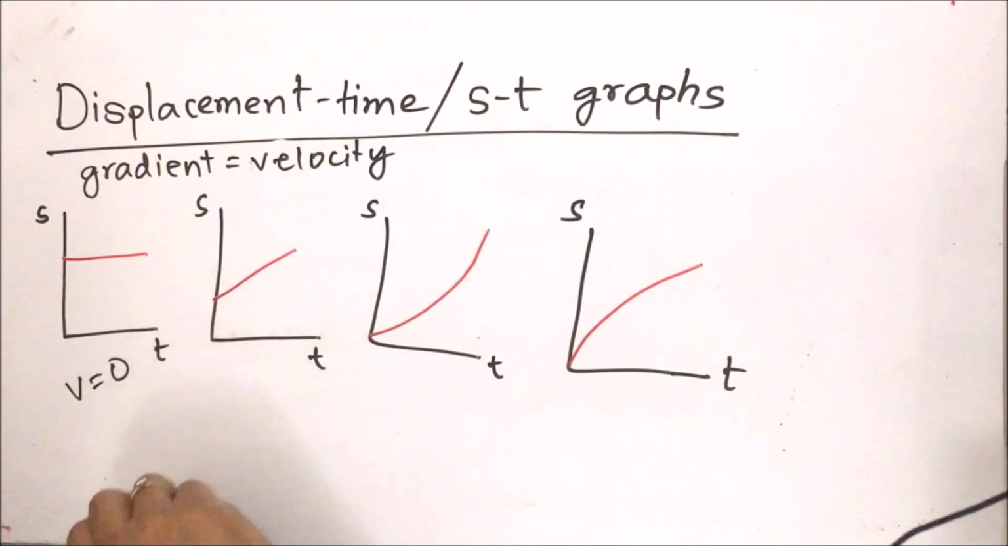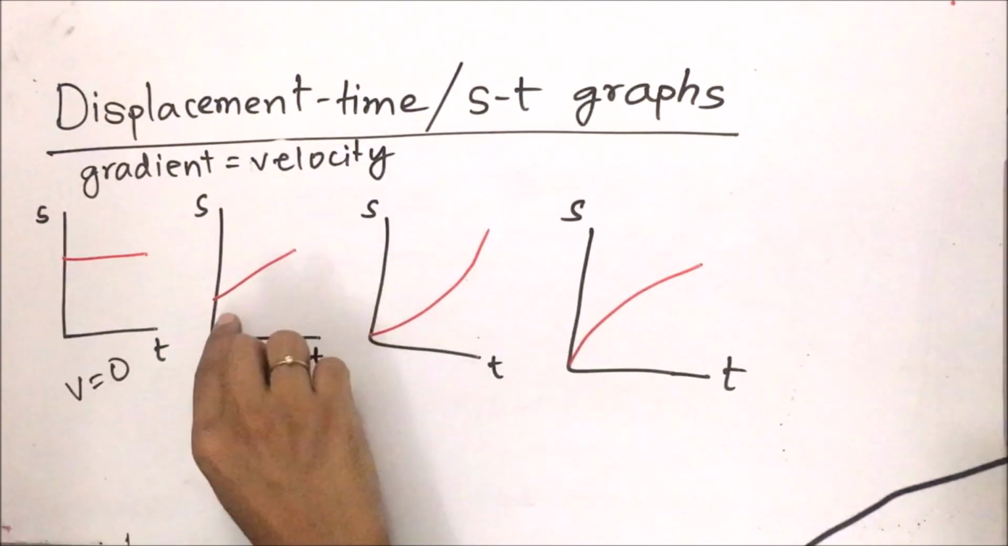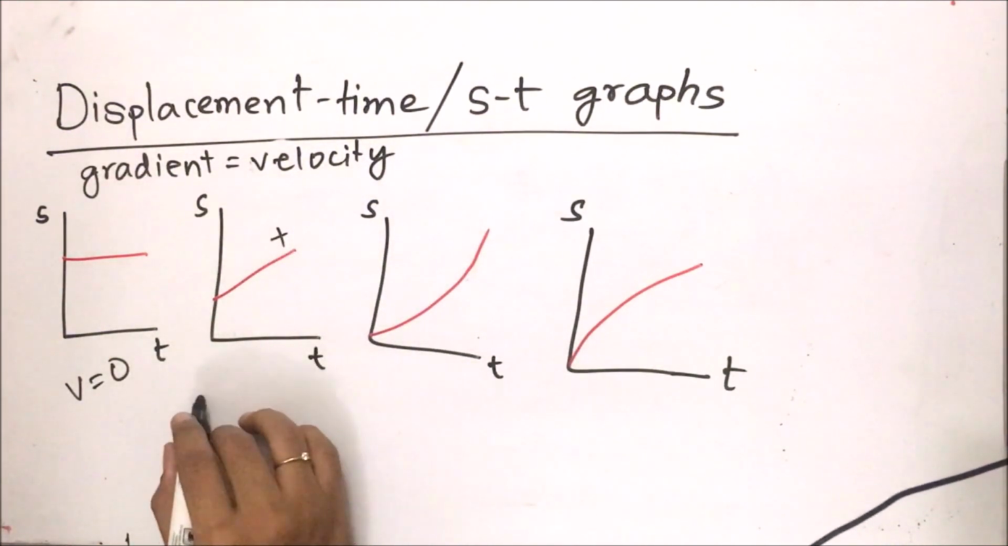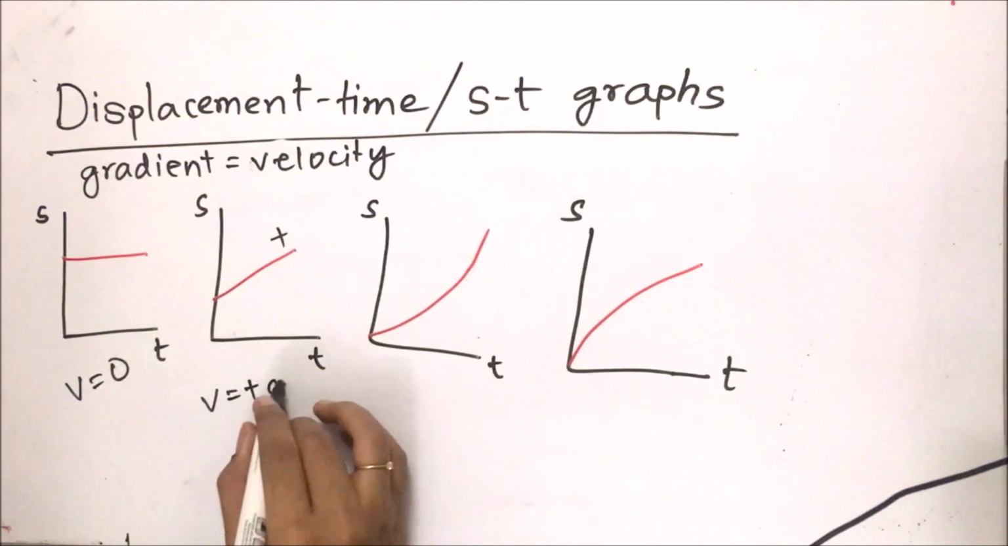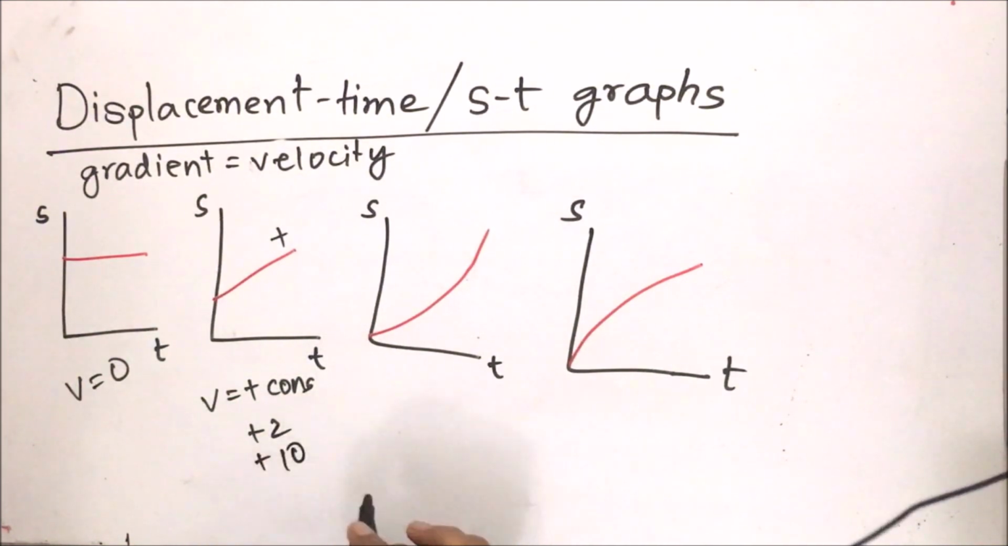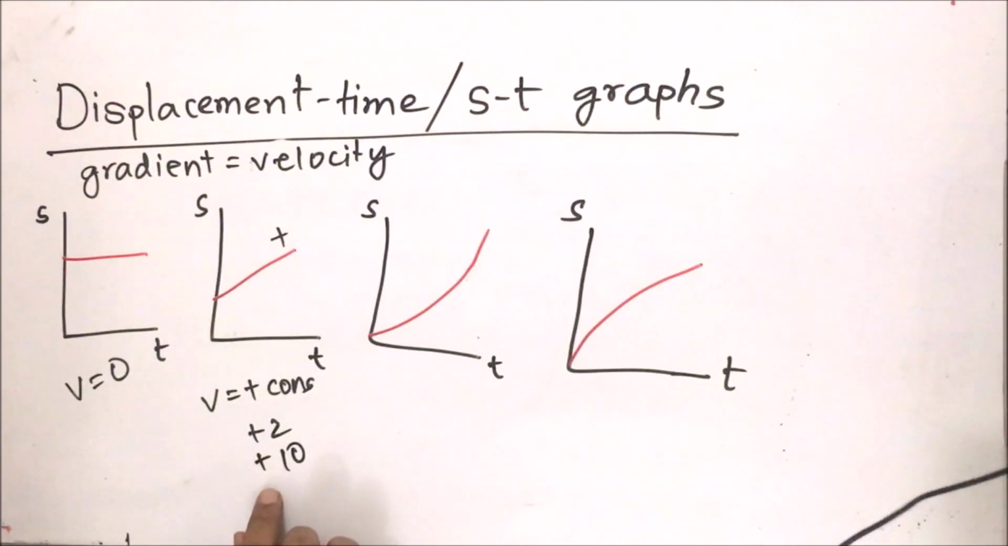In this diagram, there is a constant steepness. There is a constant positive steepness, right? So the velocity has a positive constant value. That could be positive 2 meters per second, that could be positive 10 meters per second, but it does have a positive value and the value is constant. It does not change from 2 or it does not change from 10.